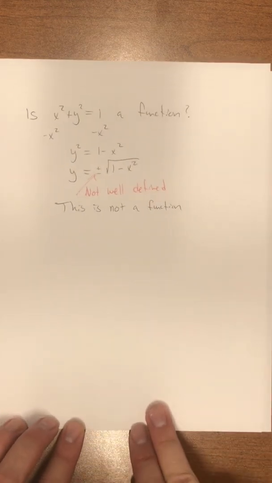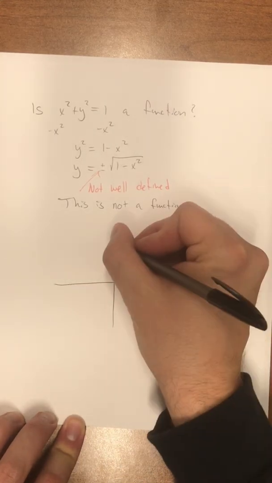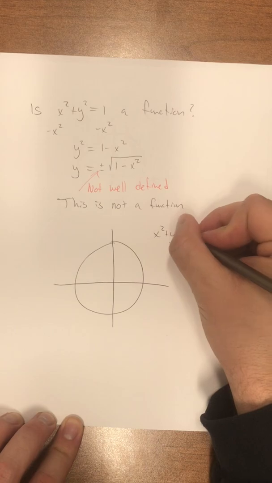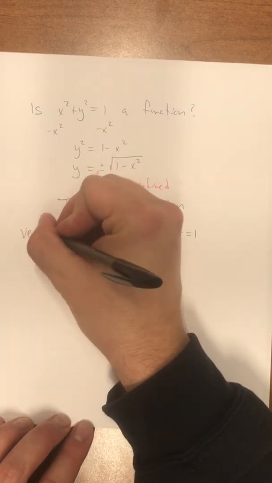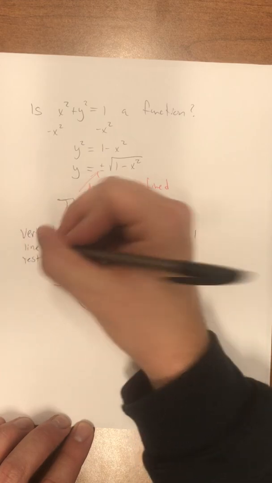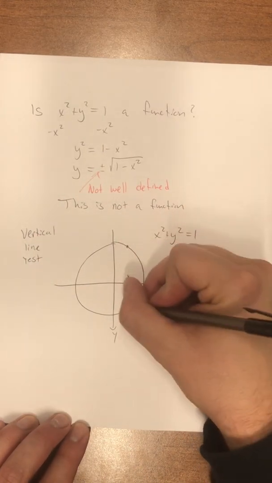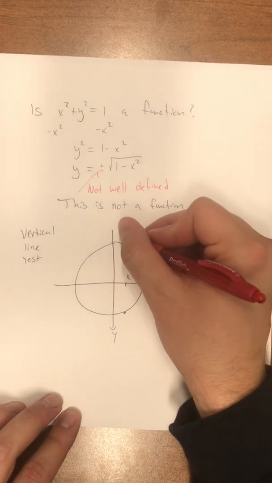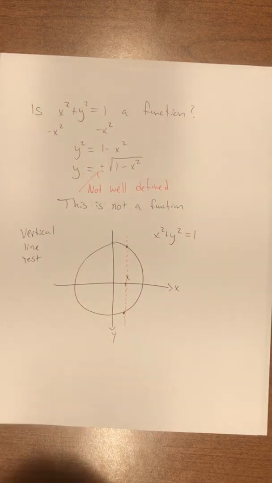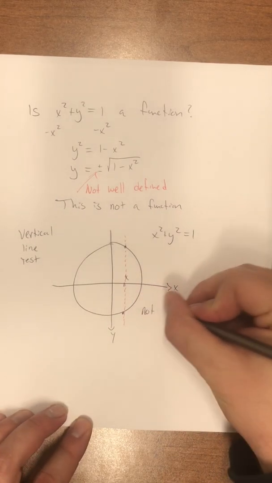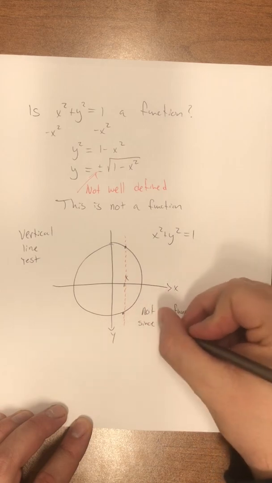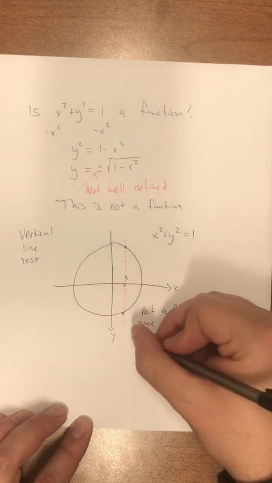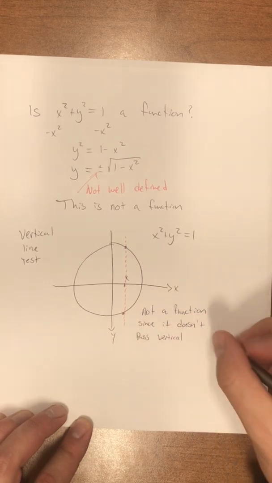So let's take a look at that on the graph. The graph of x squared plus y squared equals 1 is a circle with radius 1. And we can take a look at what's called the vertical line test. So if we chose any x value, if a vertical line is drawn through that x value and it touches the graph more than once, that is not a function. And this is just a visual way to say the same thing that we did above. So it does not pass the vertical line test. That means it is not a function.